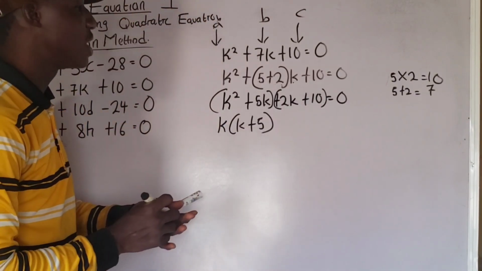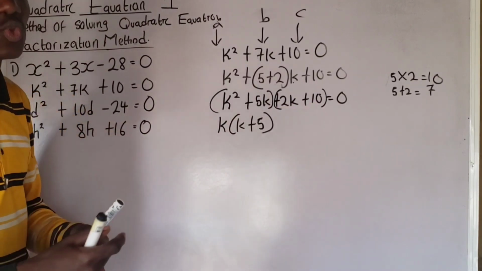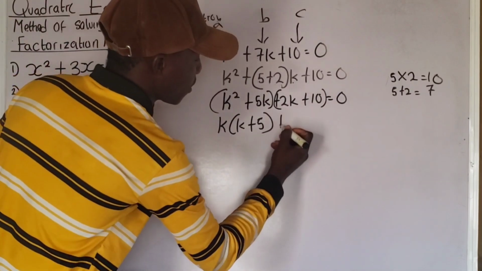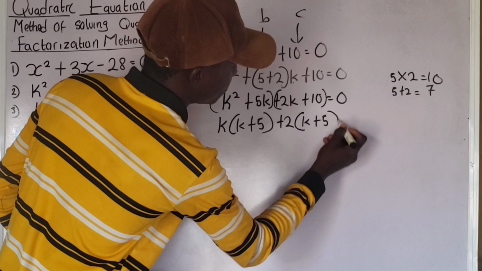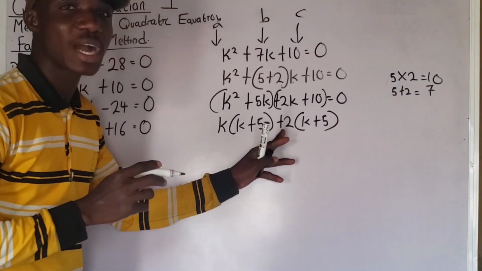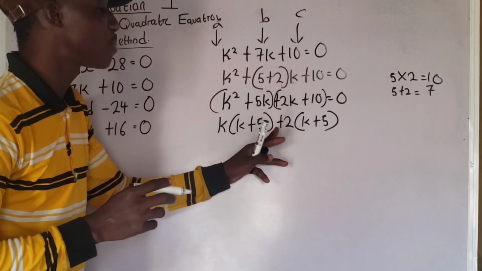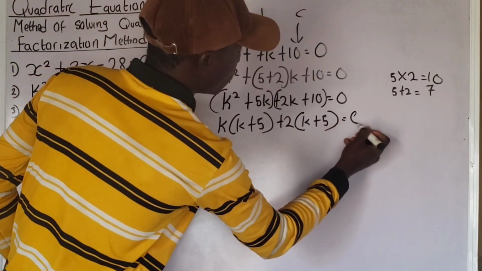Let's proceed to the second bracket, plus 2k and plus 10. What is the factor that is common to plus 2k and plus 10? Plus 2. So I'm going to have plus 2 into bracket k plus 5. Because by the time you open this bracket, plus 2 times k is plus 2k, and plus 2 times plus 5 is plus 10. This equals to 0.